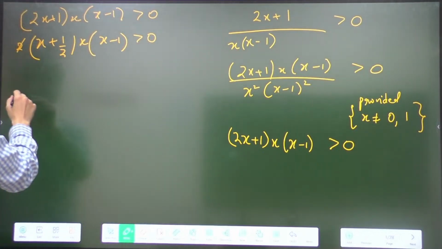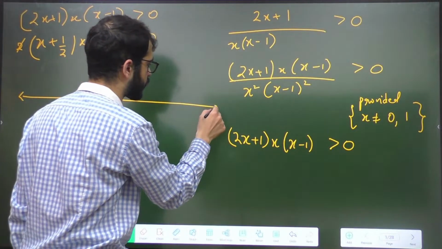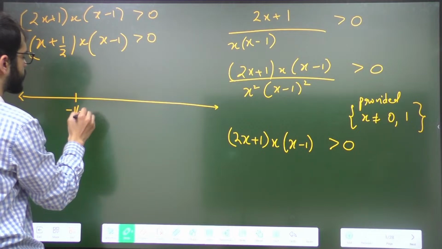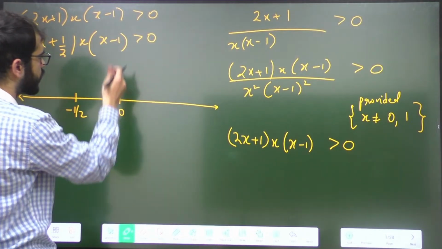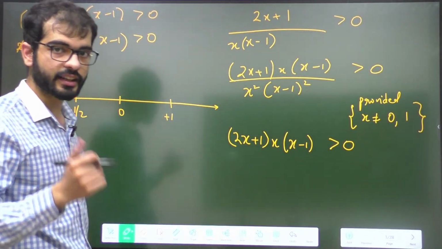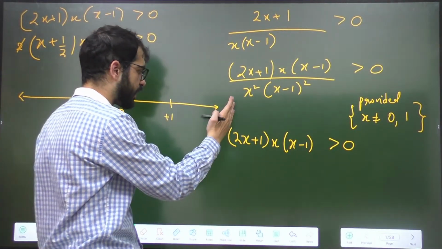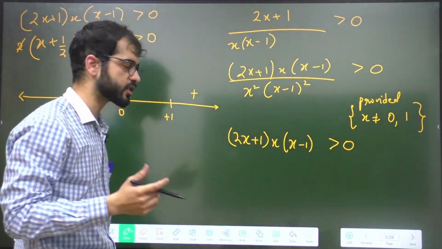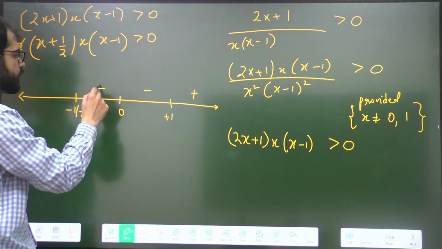So let's move further. Now I can plot the roots of the quadratic equation. From this expression, I can say the root is going to be minus 1 by 2. From this expression, I can say the root is going to be 0. From this expression, the root is going to be plus 1. Now, as we discussed in the last lecture, the values on the right hand side of the largest root are going to deliver a positive expression, then alternating signs negative, positive and negative.